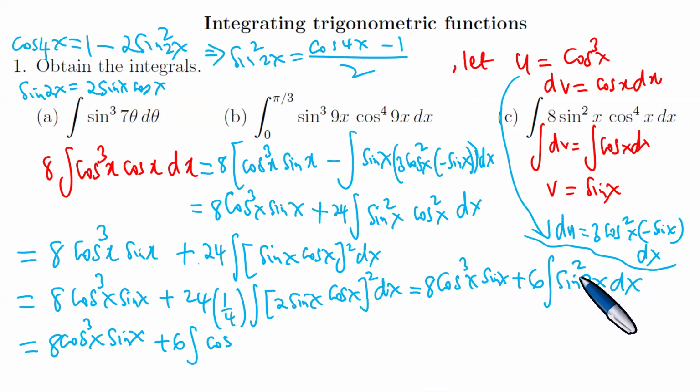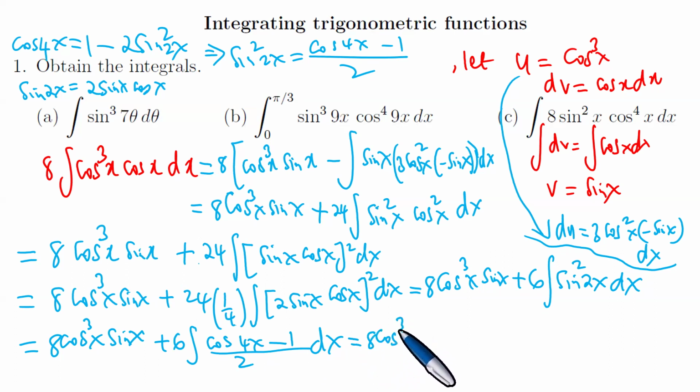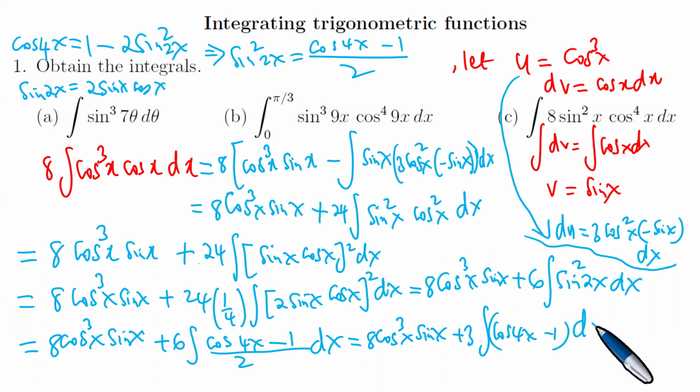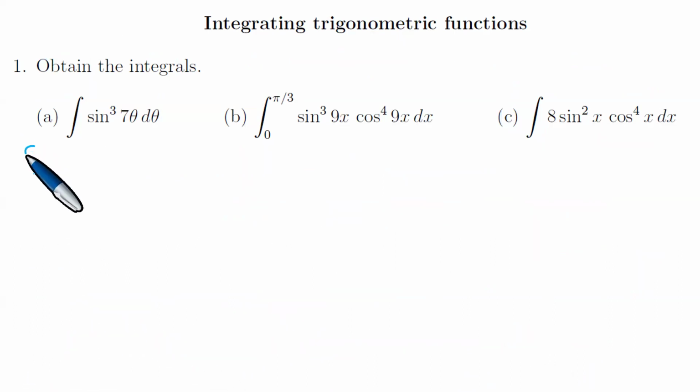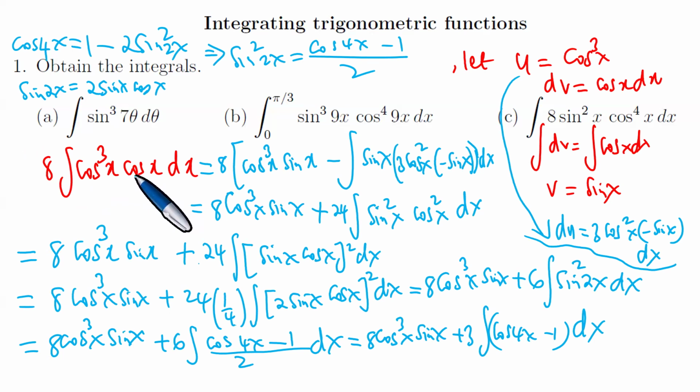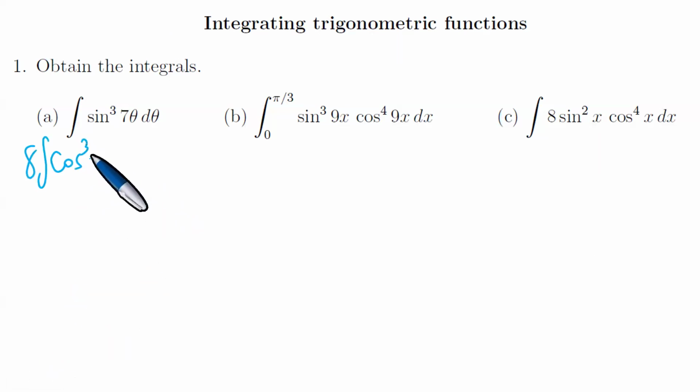Meaning that whenever we have sine squared, it is cosine 4x minus 1 out of 2 dx, which is exactly 8 cosine cubed x, the sine of x. Now, the 6 divided by 2 is exactly a 3. The integral of cosine 4x minus 1 dx, just like so. At this point, we already know that 8, the integral of cosine cubed x cosine x dx.